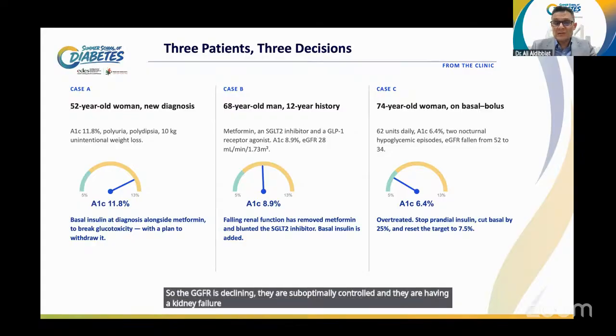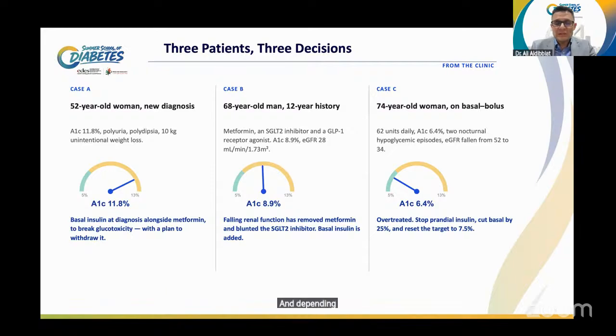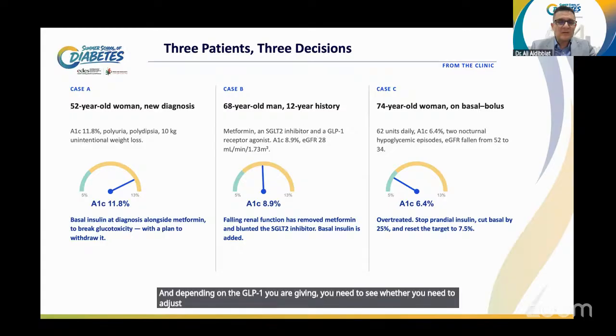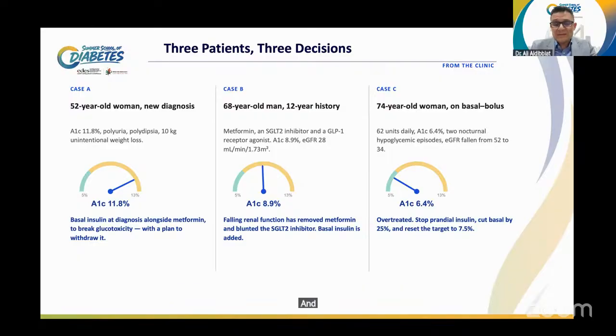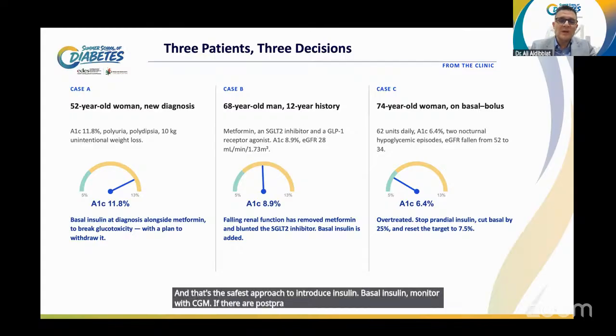So in that case, you need to stop metformin. You need to adjust the dose of SGLT2 inhibitors depending on the one, and depending on the GLP-1 you are giving, you need to see whether you need to adjust or not. For the majority of the current ones, you don't need to adjust the therapy, and yet you need to introduce insulin here. And that's the safest approach. Basal insulin, monitor with CGM. If there are postprandial peaks, you may need to switch to mixed insulin or basal bolus insulin therapy.